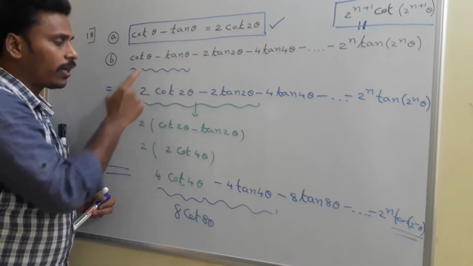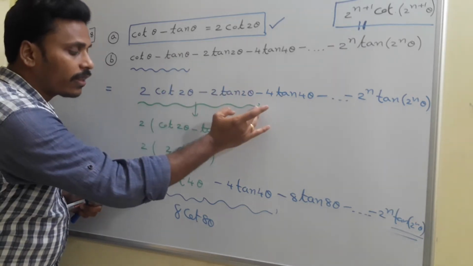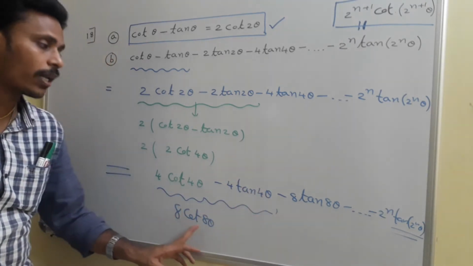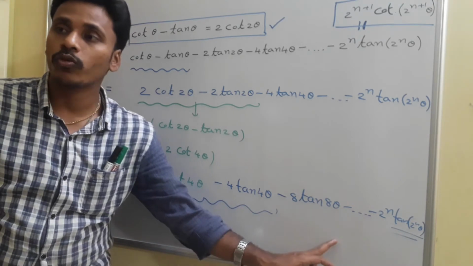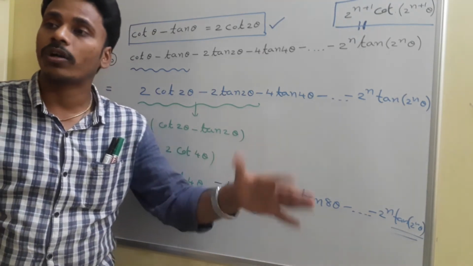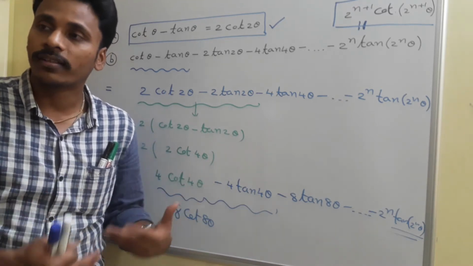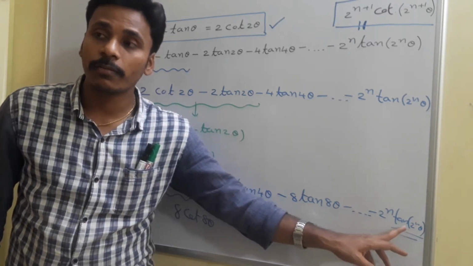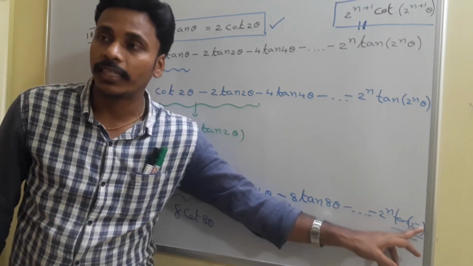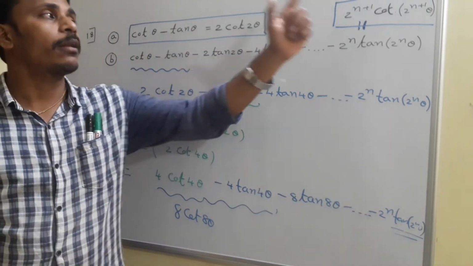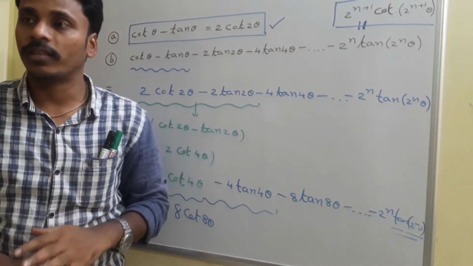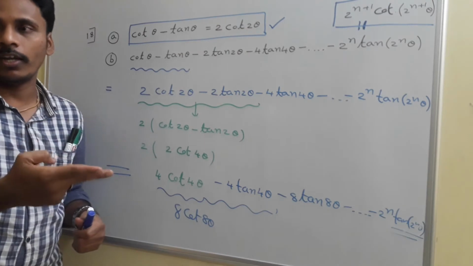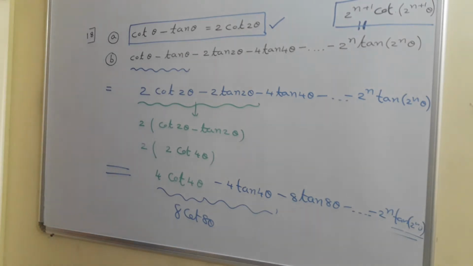Up to 2 theta, the result is 4 cot 4 theta. Up to 4 theta, we have 8 cot 8 theta. If I combine up to 8 theta, the result is 16 cot 16 theta, and then 32 cot 32 theta. So always we need to move in such a manner. At the end, since the last term is 2 power n tan 2 power n theta, the final result will be 2 power n plus 1 cot of 2 power n plus 1 theta. So we proved it just by using this statement repeatedly. Just have a look, go for a screenshot.